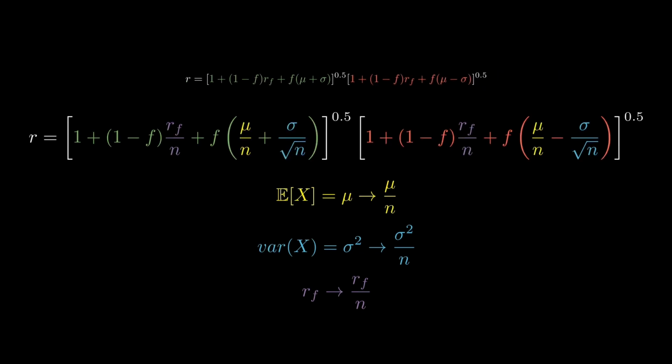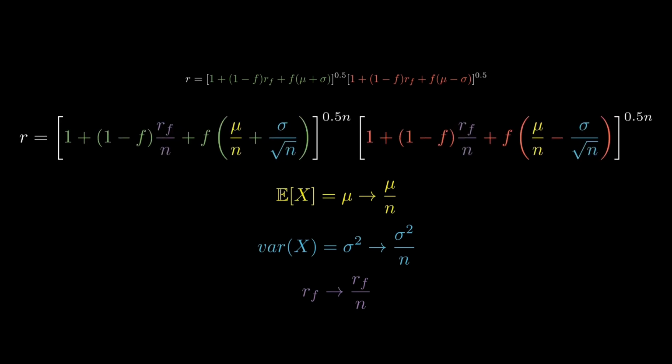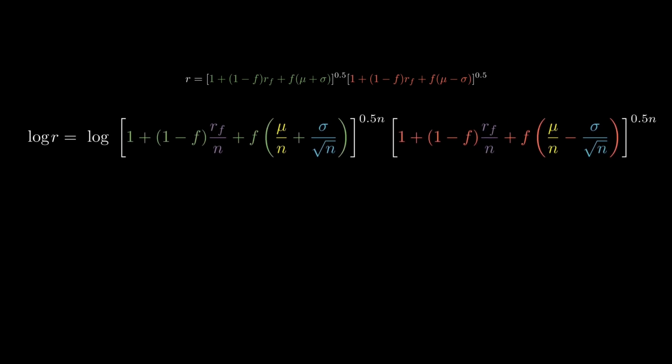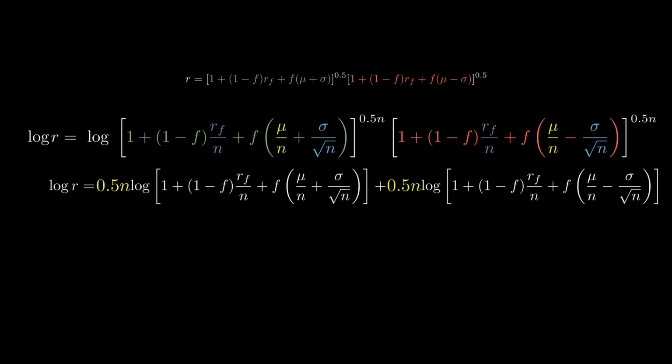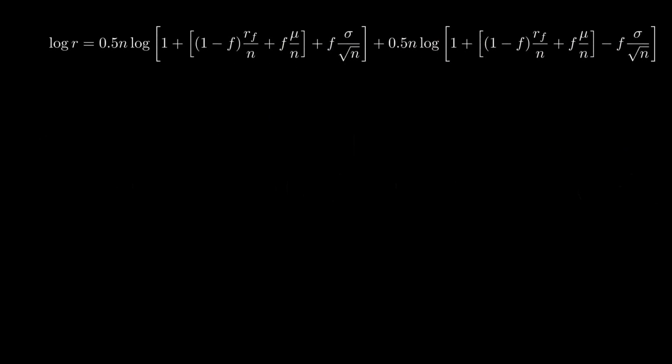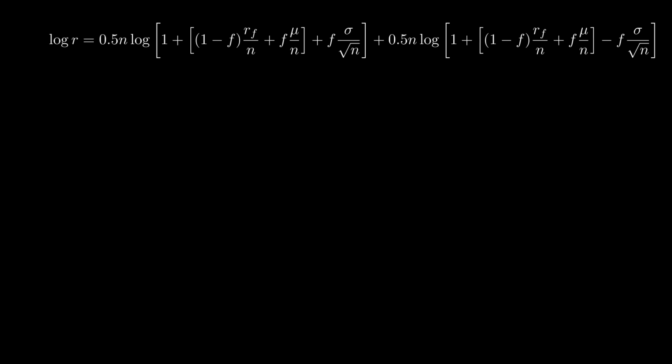We have n total steps, so the cumulative return after all n steps is obtained by raising to the nth power. 0.5 becomes 0.5n in the exponents. Again, we take the logarithm on both sides. To make this approximation as accurate as possible, we take the limit as n goes to infinity. Then, each discrete step will be so small that it is no different than a continuous distribution.